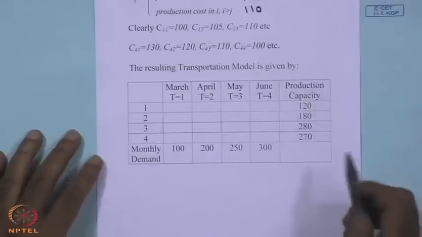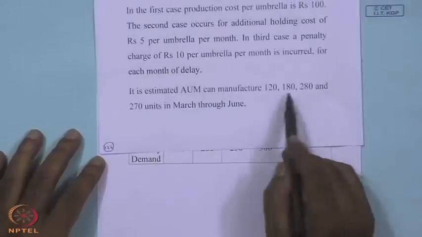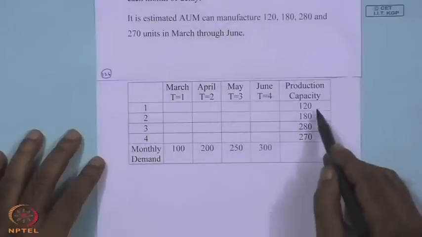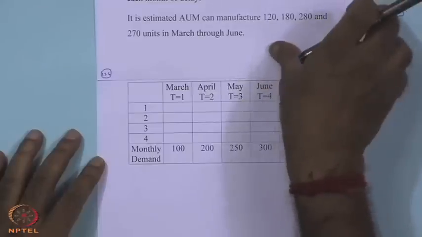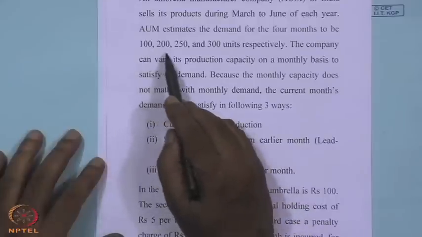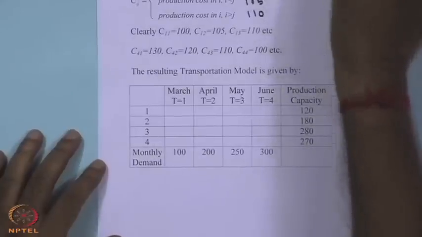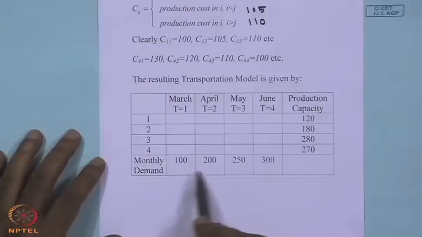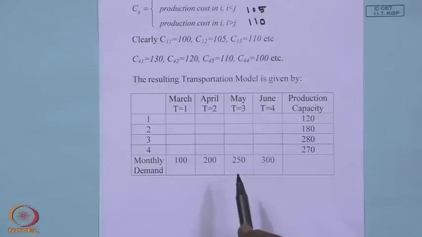If you see this table, production capacity, we have written 120, 180, 280 and 270. So, we are writing here production capacity 120, 180, 280 and 270. Similarly, the demand for the months has been given as 100, 200, 250 and 300. So, therefore, you can write down the monthly demand, that is, the requirement B, as 100, 200, 250 and 300.